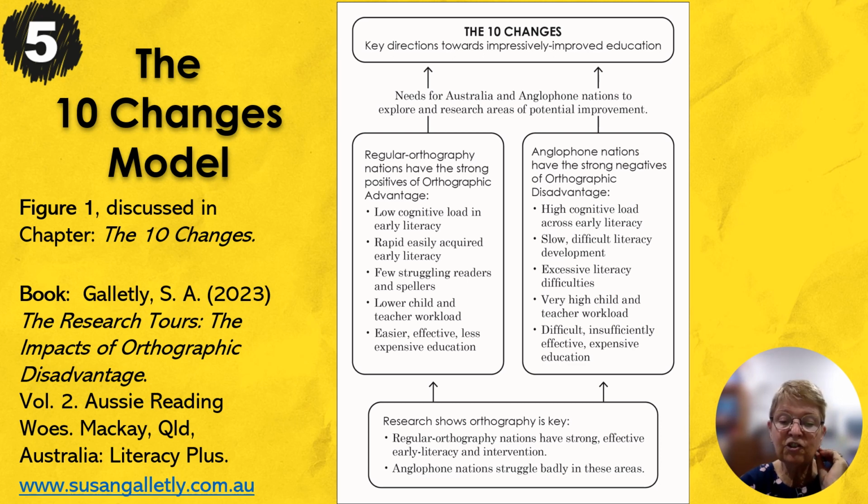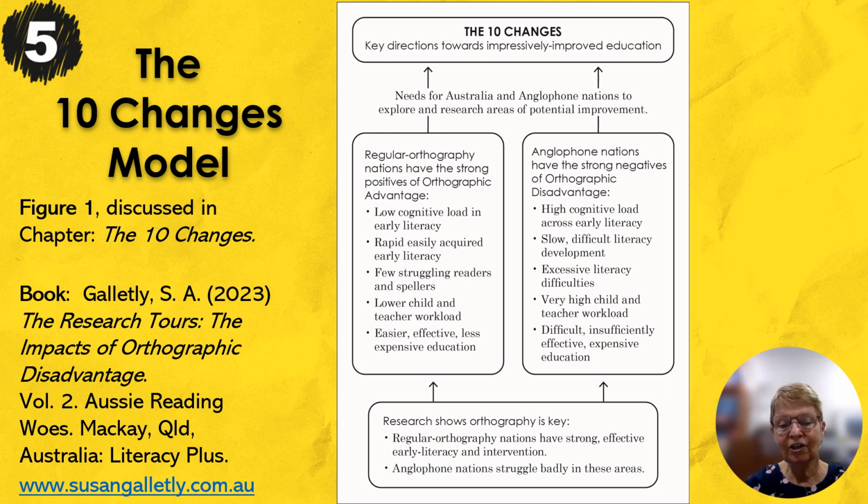Regular orthography nations have strong, effective early literacy and intervention. Anglophone nations struggle badly in these areas. So then, moving up, regular orthography nations have the strong positives of orthographic advantage. Okay? Anglophone nations have the strong negatives of orthographic disadvantage. And I'll just bounce from one side to the other. So, regular orthography nations, low cognitive load in early literacy, high cognitive load for Anglophone nations, and also low cognitive load for early literacy, which is rapid. Okay, weeks to months. Rapid, easily acquired early literacy, slow, difficult literacy development in Anglophone nations.